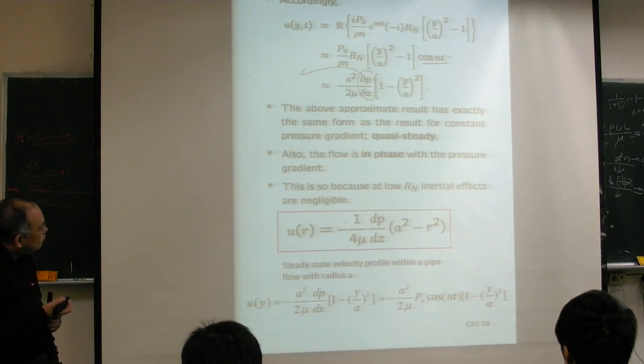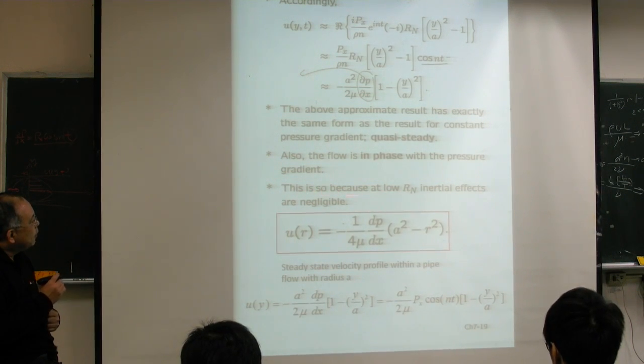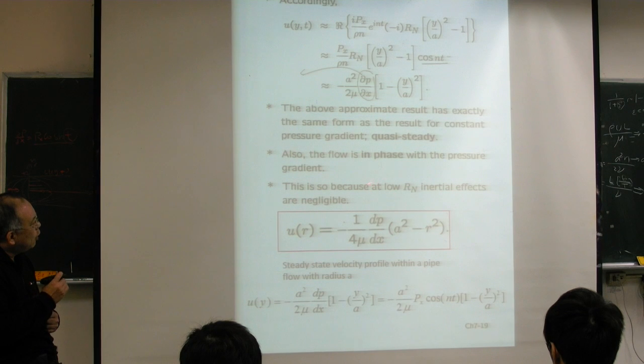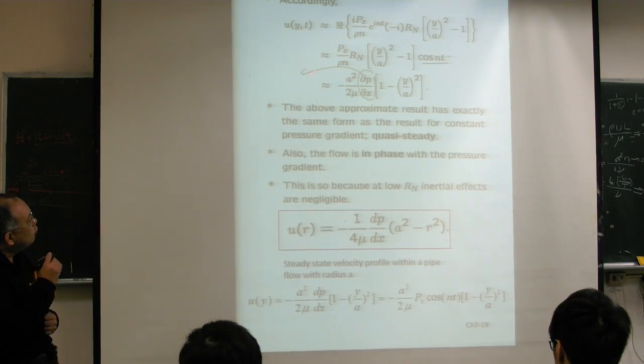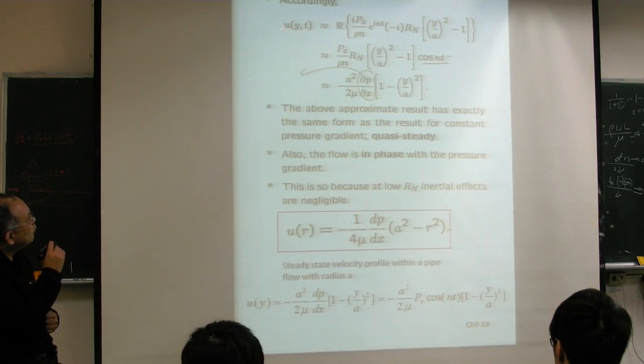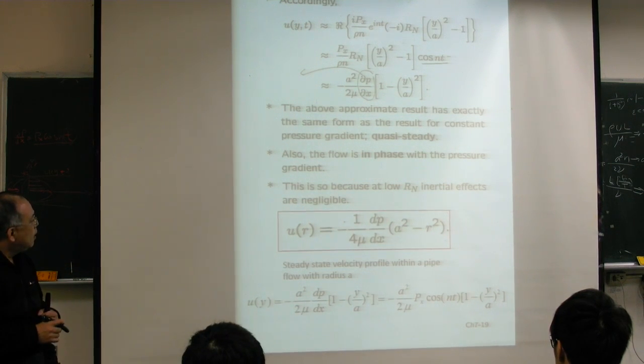We have a comment here: this is because our Lorentz number is small, so our inertial effects are negligible. That's why this velocity and the pressure are in phase.